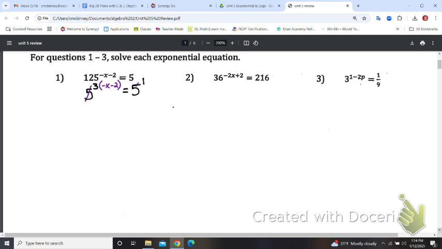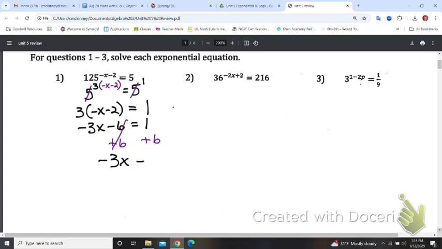And then the 5s, the bases are going to drop. And what we're going to be left with is 3 times negative x minus 2 is equal to, not 5, 1, because we're working with the exponents. So then negative 3x minus 6 is equal to 1. And then I'm going to finish and solve that. Don't be surprised. We are probably going to get some messy answers up here. So fractions here, please normalize their presence.